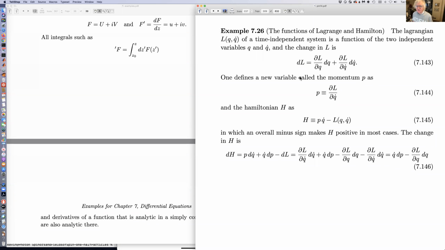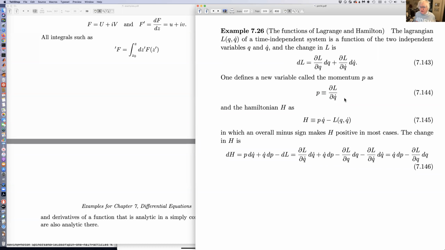Anyhow, this occurs with Lagrangians and Hamiltonians. So suppose we have a Lagrangian. A Lagrangian is really an action density. The time integral of the Lagrangian is the action of a process. The differential of the Lagrangian is partial L partial q dq plus partial L partial q dot dq dot.